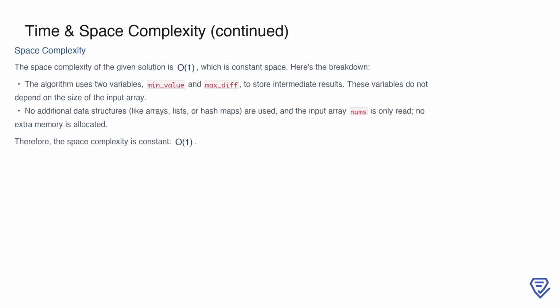The space complexity of the solution is O(1), which means it uses constant space regardless of the size of the input array. This is because the algorithm only uses two variables, min_value, which tracks the smallest number encountered so far, and max_diff, which stores the maximum difference between increasing elements. These variables do not grow with the size of the input, and no additional memory is allocated for other data structures like arrays or hash maps. Since the input array nums is only read and not modified or copied, the overall memory usage remains constant, resulting in a space complexity of O(1).